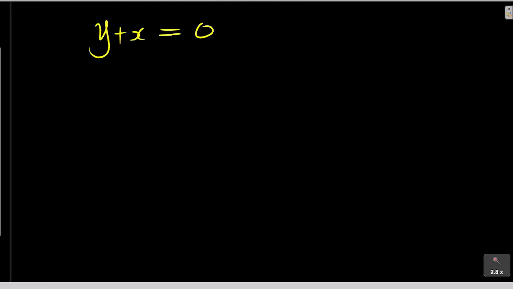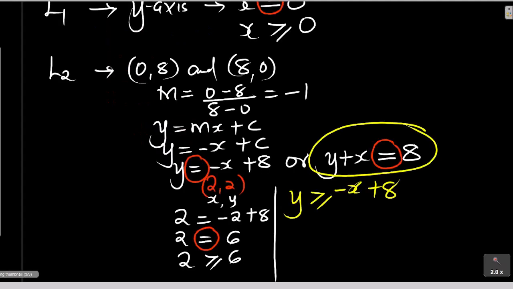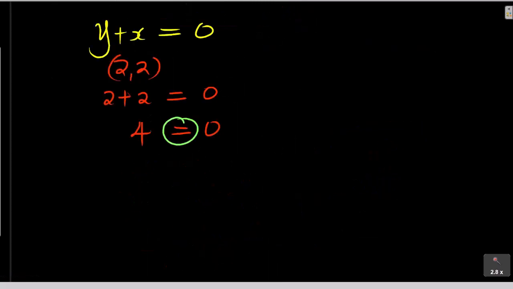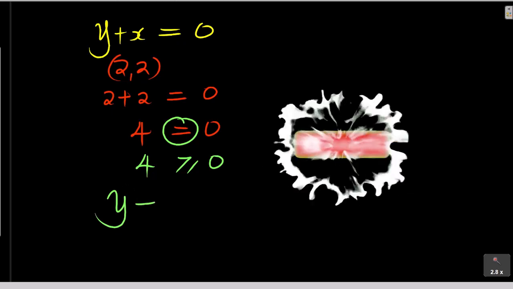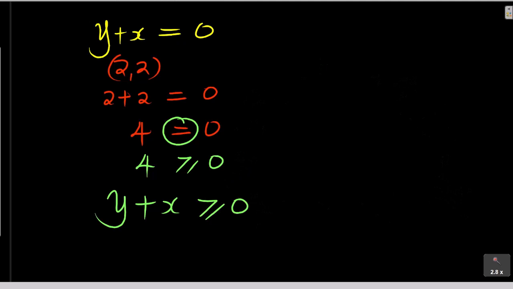We pick the point in the required region. (2, 2), x is 2, y is 2, then substitute it here. x is 2, so it will be 2 plus 2 is equal to 0. So this will be 4 is equal to 0. So identifying the sign that you're going to insert there, because that point is lying in the required region, the sign that we put there should be true. So what can you say about 4 and 0? Because 4 is greater than or equal to 0, therefore the inequality is y plus x is greater than or equal to 0. So this is just another way.